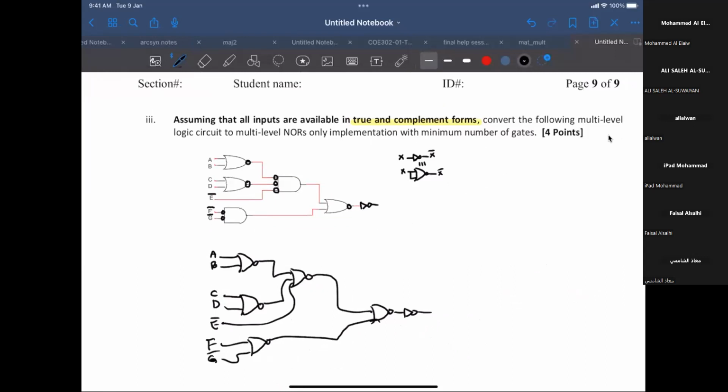Again, I'm saying to you that it is mentioned here that the complement and the true form of the variables are ready for you, available to you. You can use it without using an inverter. If this is not given to you, if this is not in the question, then you must use inverters, or NOR. Okay? If this is given, then you can use the complements directly.